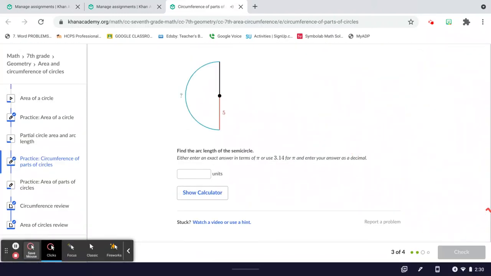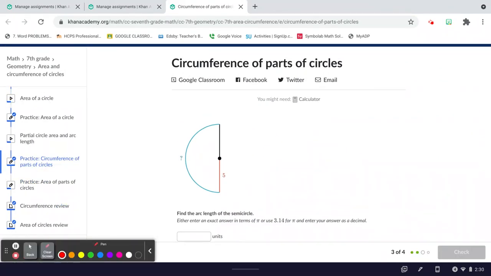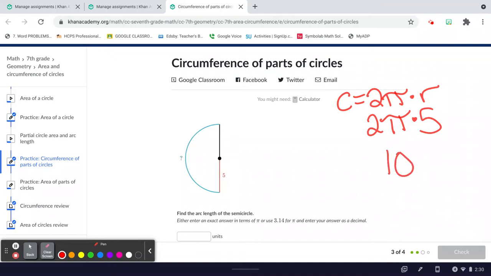On this one, I don't know why we keep getting half circles, but it works. My formula, C is equal to 2 times pi times r. 2 is still the same. My pi is still the same. My radius this time is 5. So I know that 2 times 5 is 10. And I bring my pi back down. 10 pi is the answer for the whole circle, but we only have half of the circle. So 1/2 of 10 is 5, but we'll work it out.